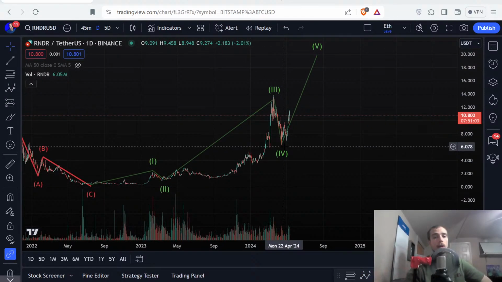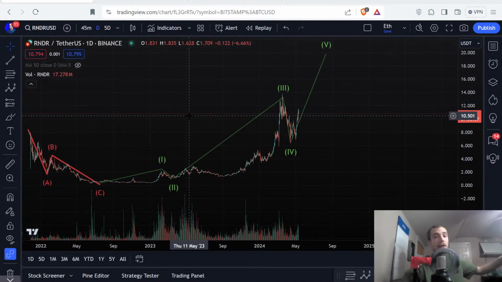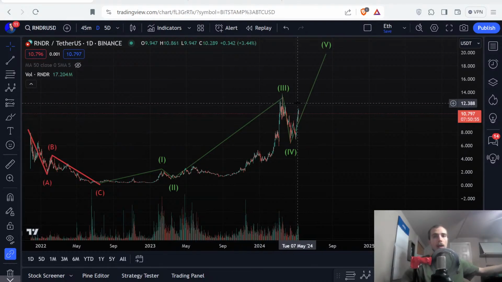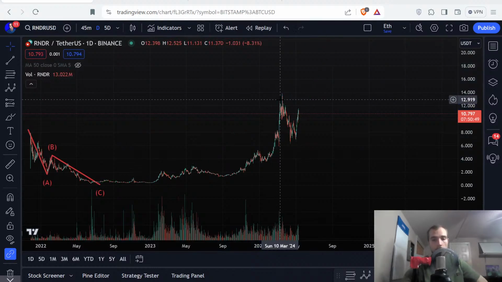So that's why I wanted to talk about Render today, and we won't talk about the price that it's going to go to, but I just wanted to let you guys know it is bullish and that it's really going to take off here soon. And I'm really excited about this coin among a lot of others.